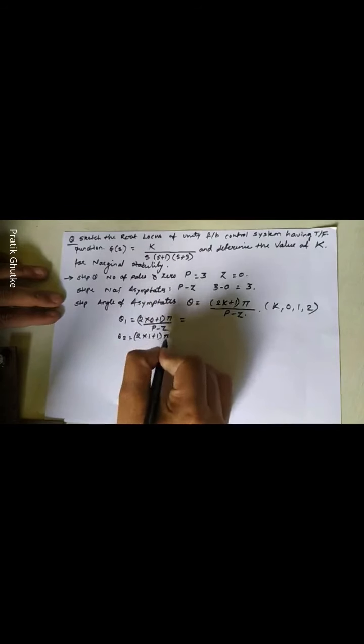Yes, are you getting it? So now tell me theta 1. Theta 1 equals (2 into 0 plus 1) into pi divided by P minus Z. Theta 2 equals (2 into 1 plus 1) into pi divided by P minus Z. And theta 3 equals (2 into 2 plus 1) into pi divided by P minus Z. So now tell me theta 1, theta 2 and theta 3.